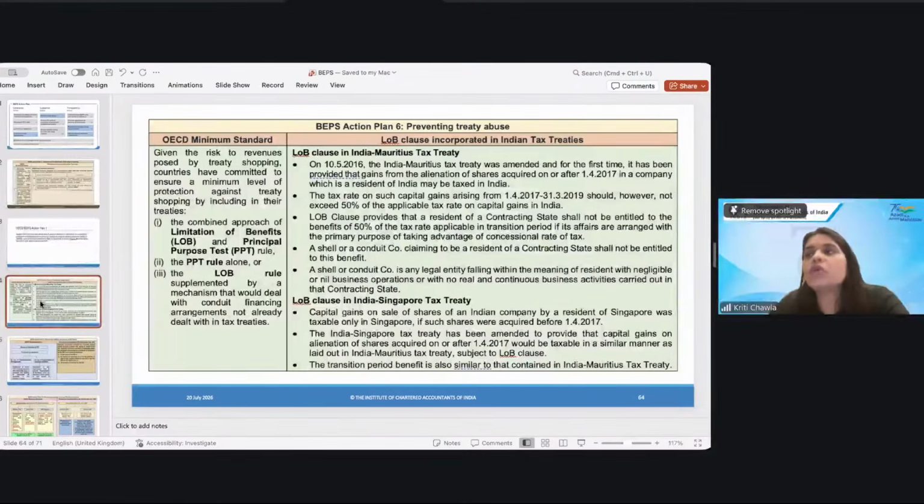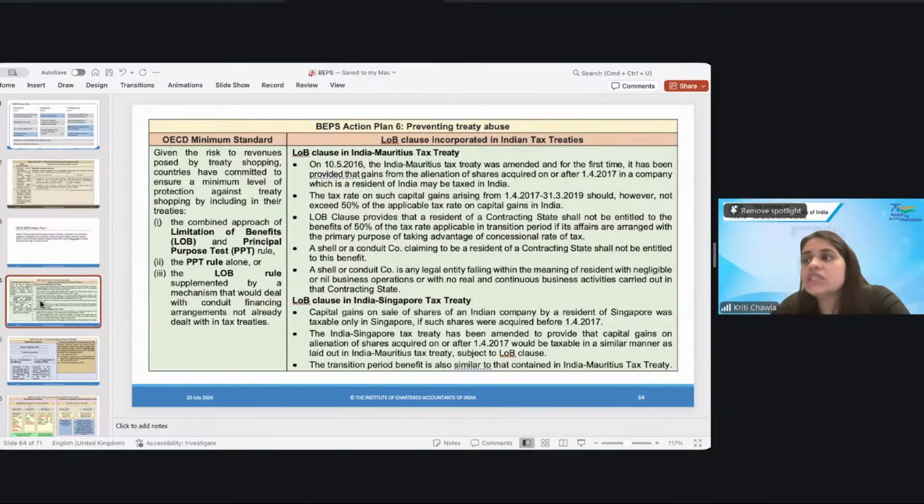Well, the LOB clause is something that they incorporated in the tax treaty, especially in the India-Mauritius tax treaty. It was in 2016 that the Indo-Mauritius tax treaty was amended for the first time. For capital gains, the rule was initially residence-based taxation. But now they say that the capital gains are going to be taxed in India.